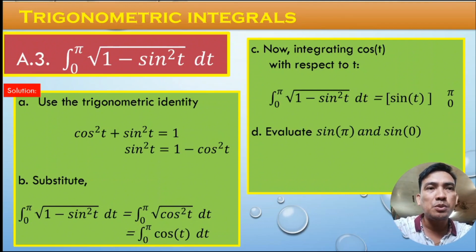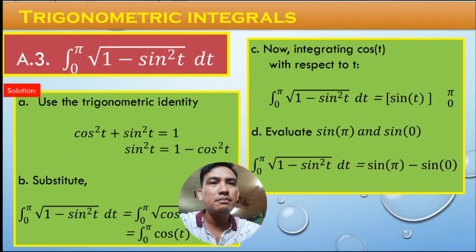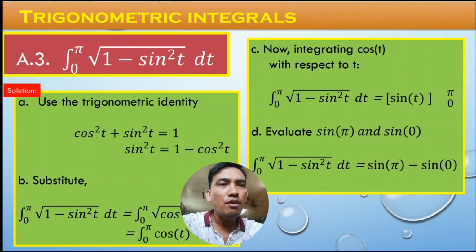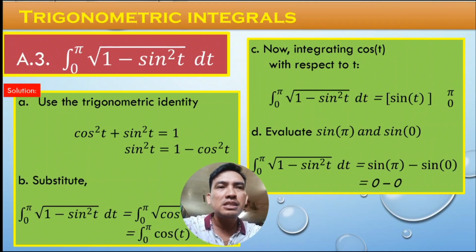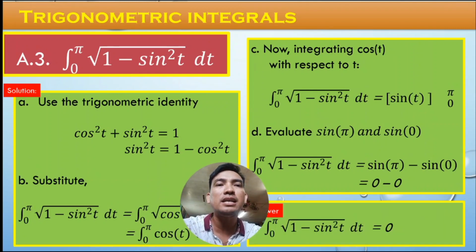And of course, as we evaluate sine pi and sine 0, we have sine pi minus sine 0. Take note that sine pi is equal to 0 and sine 0 is equal to 0. So therefore, our final answer is 0, since 0 minus 0 is equal to 0. So right there, our integral from 0 to pi of the square root of 1 minus sine squared t dt is just equal to 0. Is that clear now?